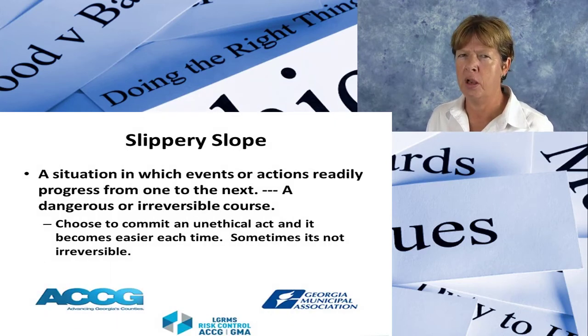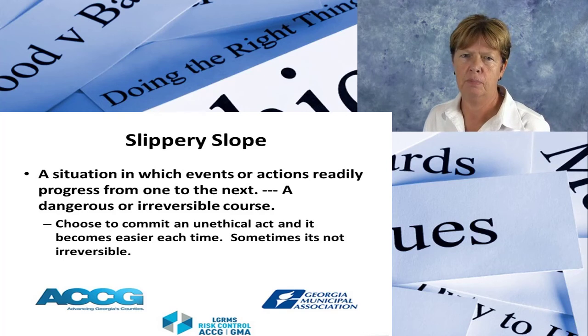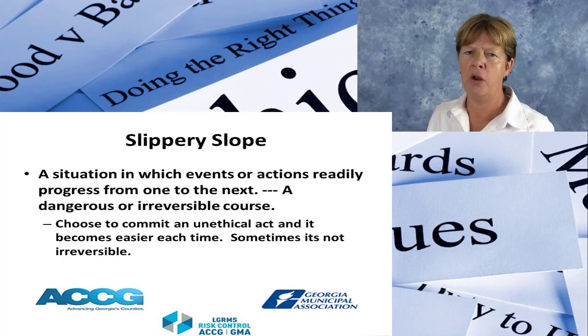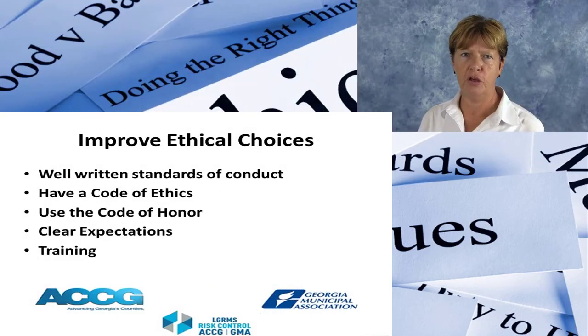Slippery slope is what I want to bring up now. A slippery slope is a situation in which events or actions readily progress from one to the next, a dangerous and irreversible course. Example: if your department policy and procedure says you will not take a free meal, yet you do take that free meal, no one says anything, and they knew about it within the department, the next time it's going to be easier. After accepting the free meal, it's going to be easier to take a reduced price on something, and it goes on and on. When you choose to commit an unethical act and it becomes easier and easier each time, sometimes it is not irreversible.